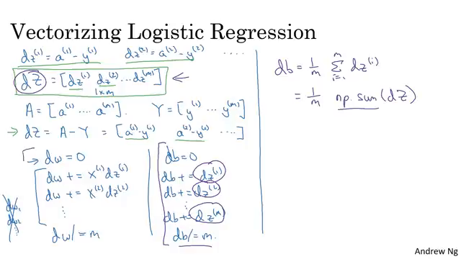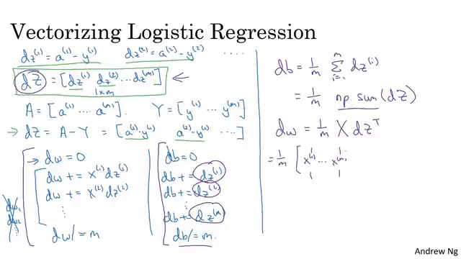How about dw? I'll just write out the correct equations. You can verify it's the right thing to do. dw turns out to be 1 over m times the matrix X times dz transpose. And to see why that's the case, this is equal to 1 over m, then the matrix X is x1 through xm, stacked up in columns like that. And dz transpose is going to be dz1 down to dzm, like so.